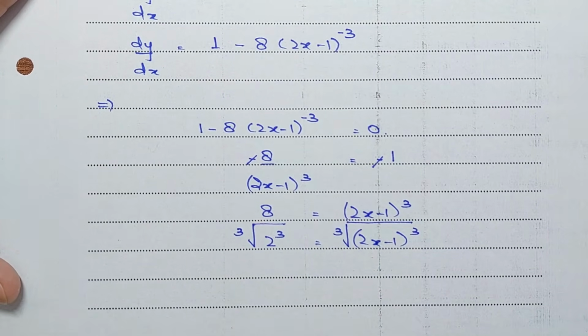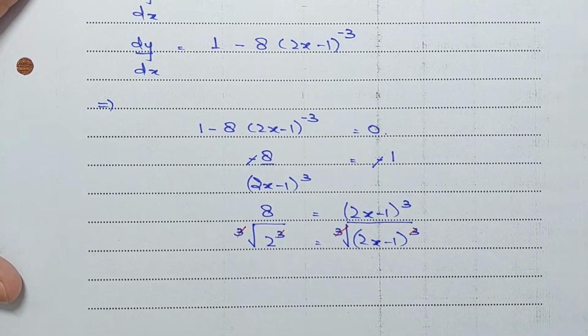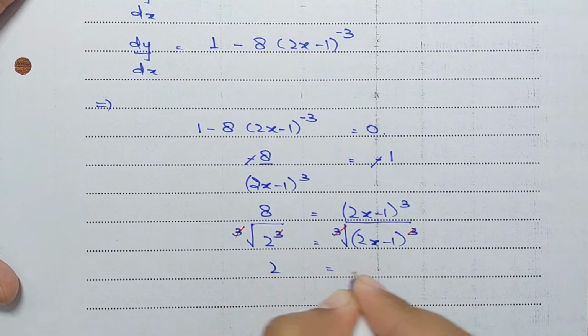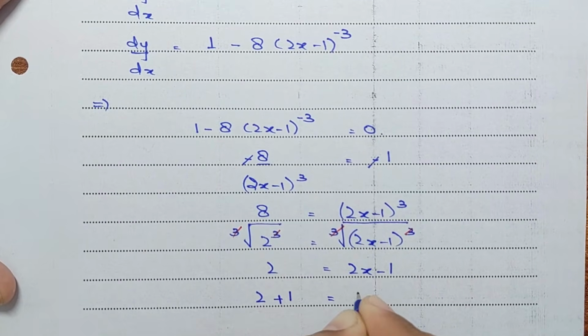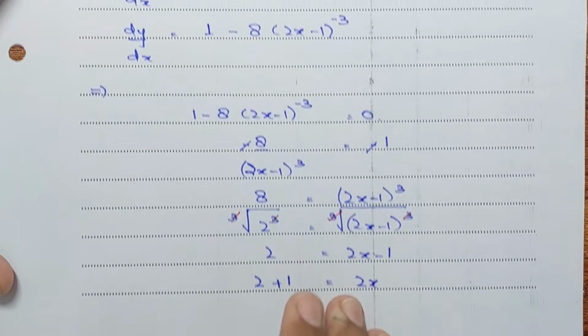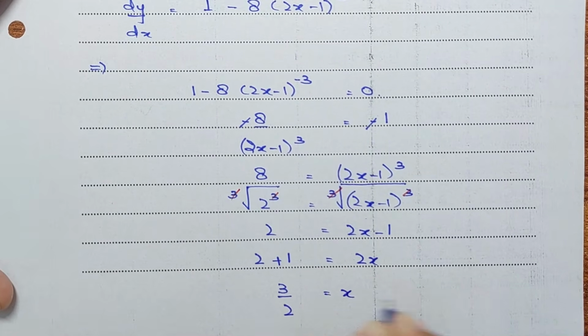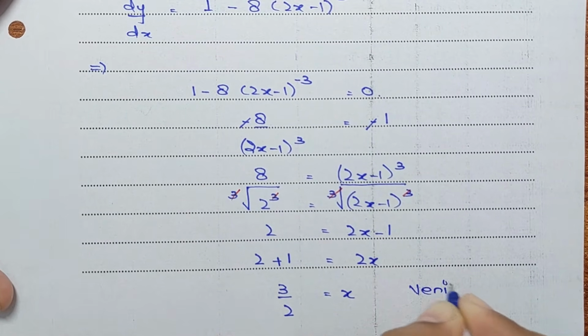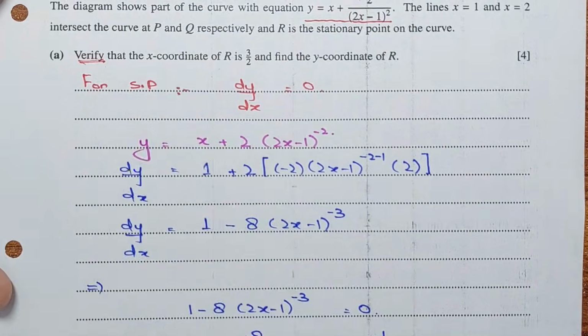Okay, so when we do the cube root, the cube in the cube root is cancelled out. We are left with 2 equals 2x minus 1. So 2 plus 1 would be equal to 2x. Just shift the 1 to the other side and it becomes positive 1. 3 divided by 2 is x. So this verifies that the x coordinate of the stationary point is 3 by 2.